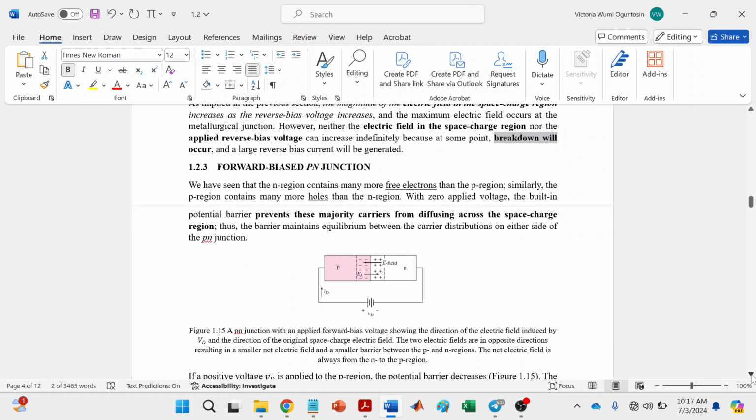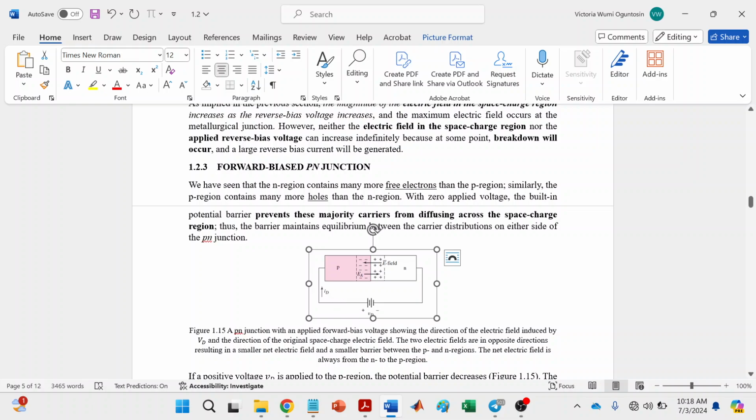So we are going to move on to the forward bias PN junction. So we've talked about the reverse bias PN junction. So for the forward bias PN junction, a negative voltage is applied to the N region and a positive voltage is applied to the P region. So in this case, we say the PN junction is forward biased.